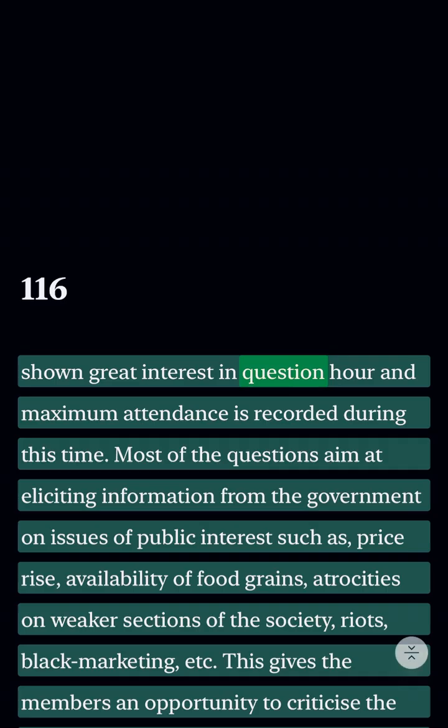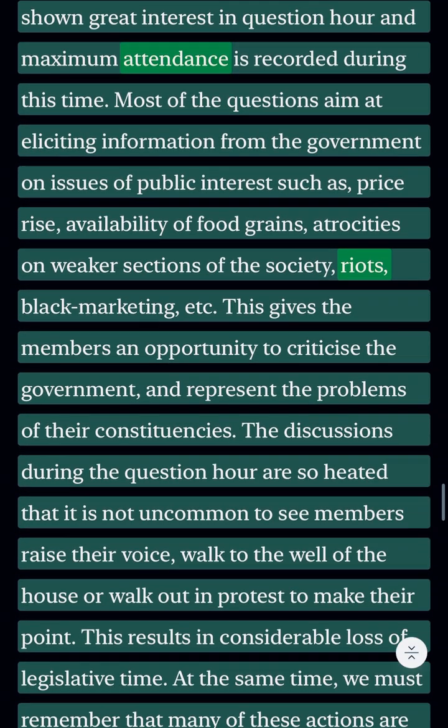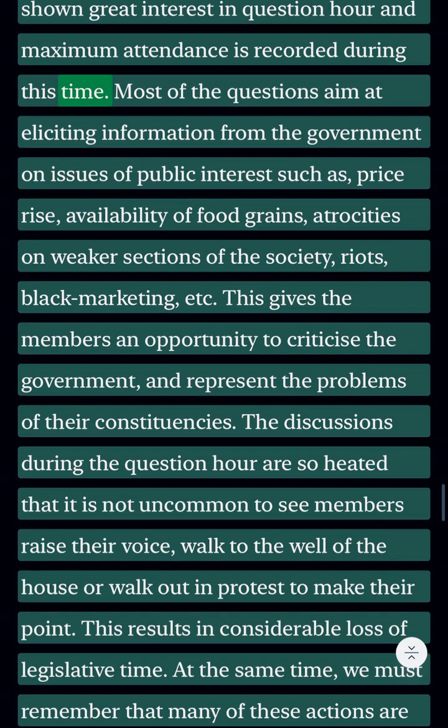Maximum attendance is recorded during this time. Most of the questions aim at eliciting information from the government on issues of public interest, such as price rise, availability of food grains, atrocities on weaker sections of the society, riots, black marketing, etc. This gives the members an opportunity to criticize the government and represent the problems of their constituencies.